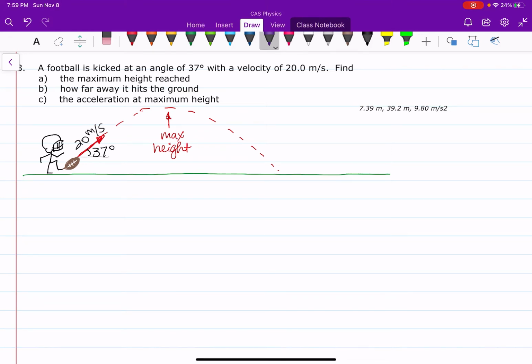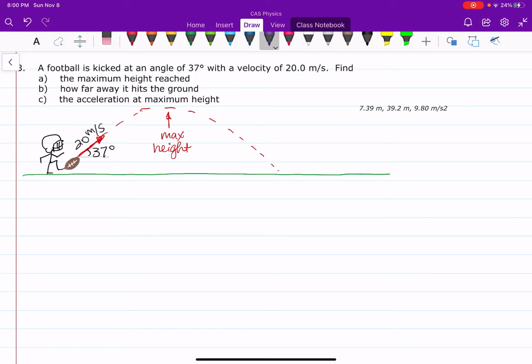All right, in this question, the football is kicked at an angle with an initial velocity, and they're asking us three questions. In the first one, they want to know what's the maximum height reached. And you can see that the maximum height, I indicated it here, is reached when the ball is sort of moving horizontally.